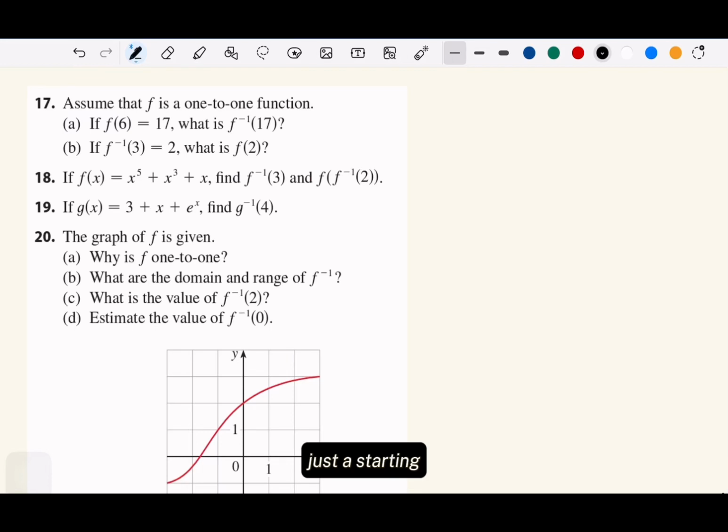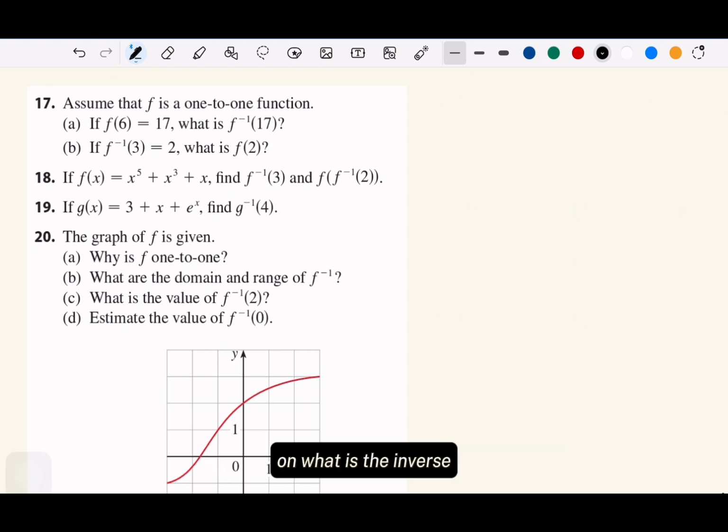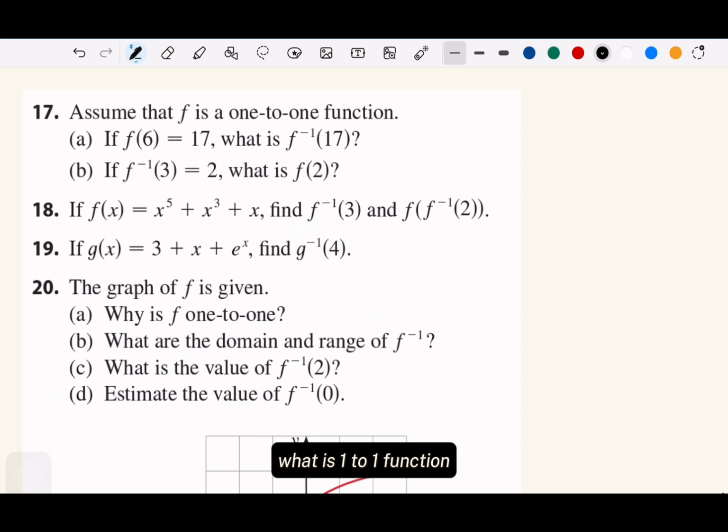Just starting. This is about the inverse. Just to confirm and make sure that we are on the same page on what the inverse is. What is a one-to-one function? That each value x gets one value of y. Yes. But how do we know visually that the function is one-to-one?